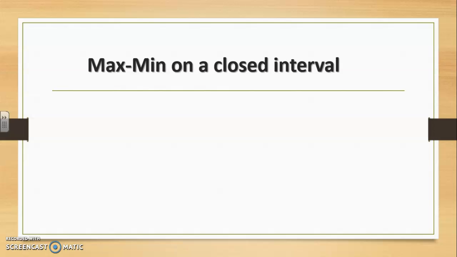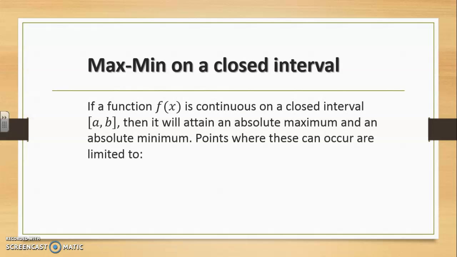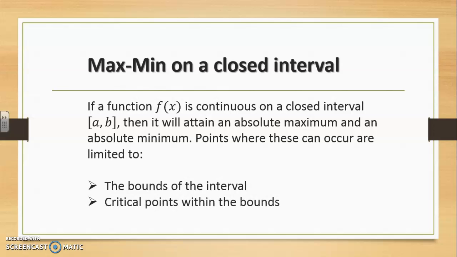The first situation we'll discuss are max and min situations on a closed interval. If a function f of x is continuous on a closed interval a to b, then it will attain an absolute maximum and an absolute minimum. This is called the extreme value theorem. Points where these can occur, the max and mins that is, are limited to actually a few candidates. It must happen either at the bounds of the interval or at critical points within the bounds. Critical points could be either stationary points or points where f prime is undefined.